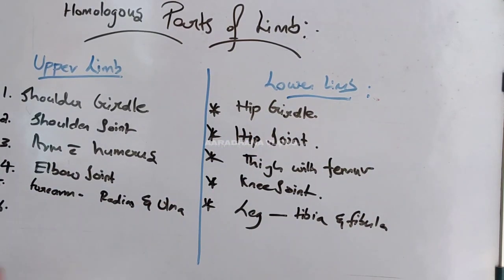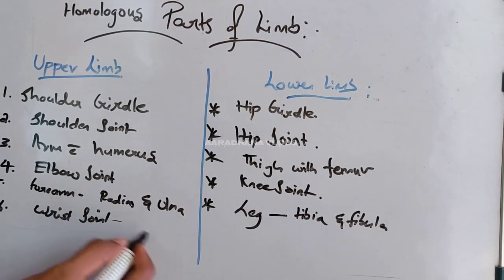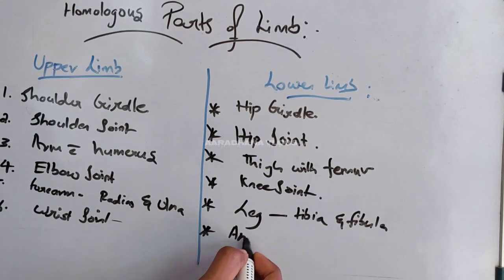Sixth point in the upper limb is the wrist joint, and compared in the lower limb it is the ankle joint.